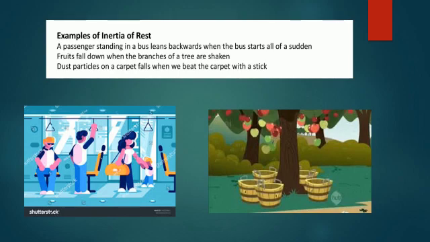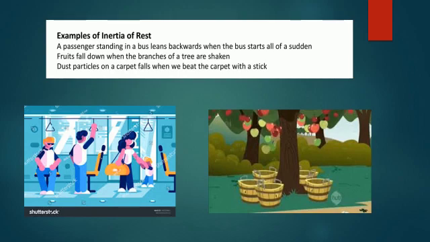When we are standing in a bus, we are at rest. And when the bus is suddenly started, what happens? We move backward and then we come forward. So you are not able to change the state of rest by yourself. The other simple example is the apples or fruits on the tree. Only when the branches are shaken, the fruits will fall down. So the apple and the passenger who are at rest will remain at rest only. They will not be able to change their positions.